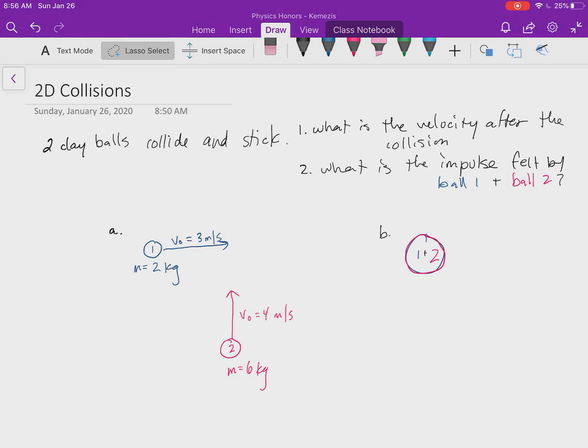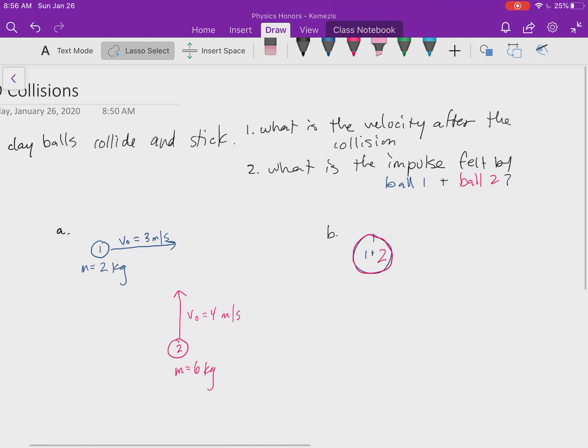So in this video, we're going to go over the problem we were doing on Friday in class, which is two-dimensional collisions. So we had two clay balls that were going to collide and stick. We had ball one down here, which has an initial velocity perfectly to the right of 3 meters per second, and the mass is 2 kilograms. The second ball is going perfectly up with a velocity of 4 and a mass of 6, and they're going to collide together and they're going to stick.